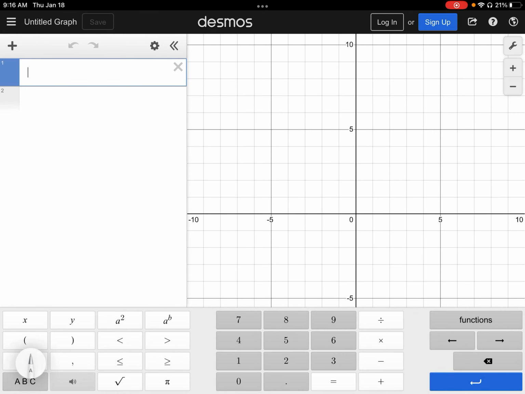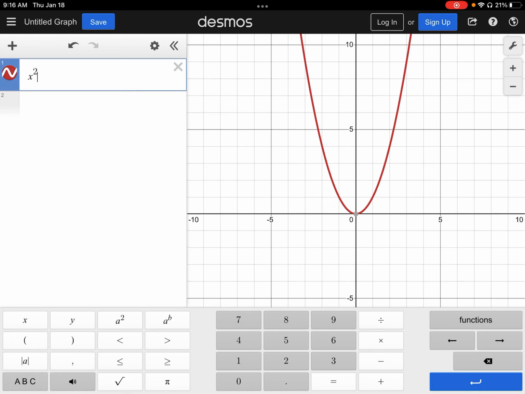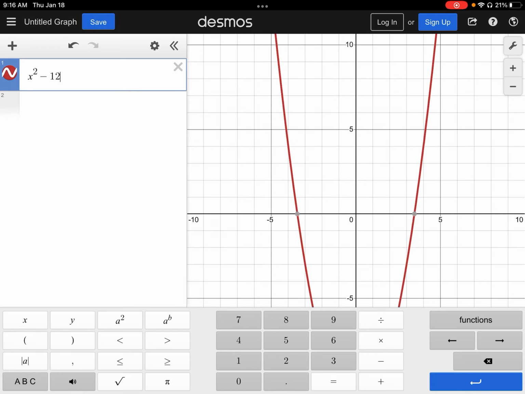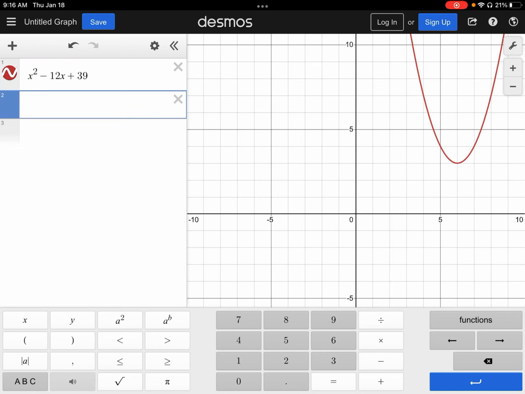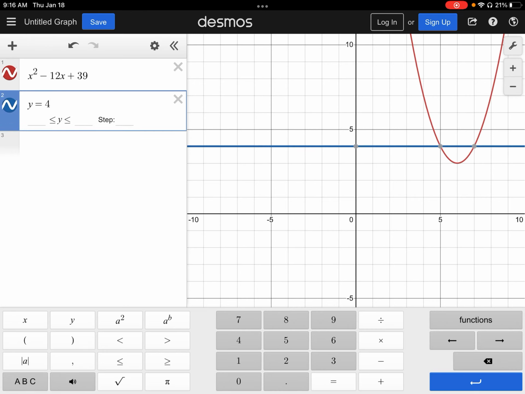And for number 1, we're going to type it in. You don't have to type the y equals. So I'm going to type in x squared minus 12x plus 39, and that's going to be my red function. And then y equals 4 is going to be the blue function. So all we're looking for is where these two cross.